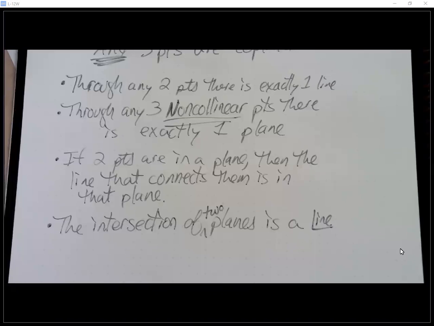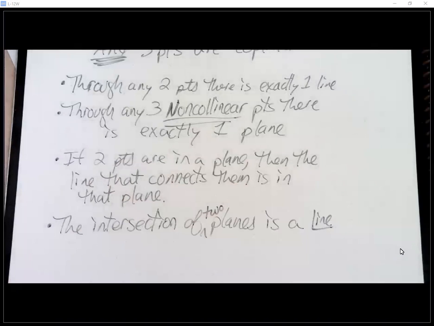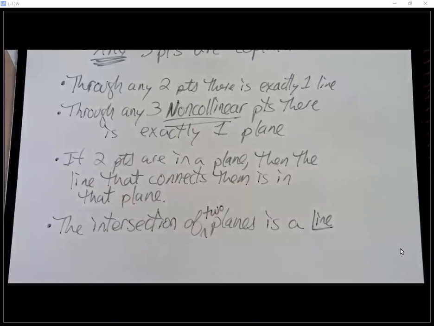Okay, so the intersection of two planes is a line. First of all, let's define what a theorem is, because you know what? I'm going to flip the page though. So let me flip and we'll do theorems on the next page.